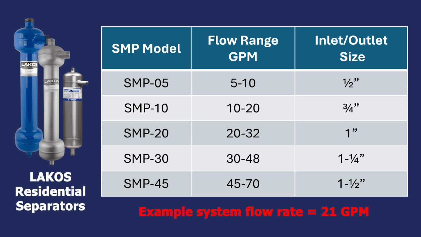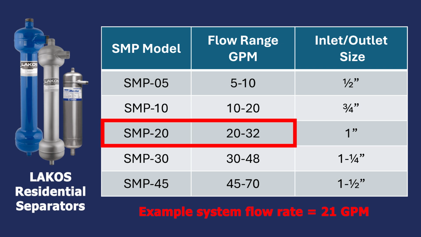To accurately determine the appropriate separator model, we need to refer to the SMP flowchart to identify where our system GPM fits within the separator flow rates. Our system's GPM of 21 is within the SMP 20 range of 20 to 32 GPM, meaning that the SMP 20 is the best option for our application. It is important to note that LAKOS separators should only be sized using flow rate and never pipe size.